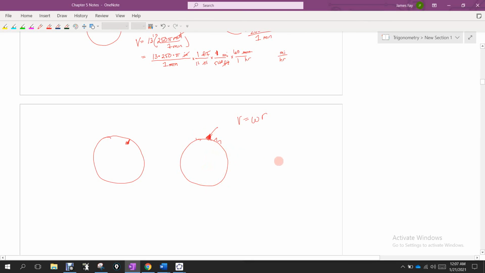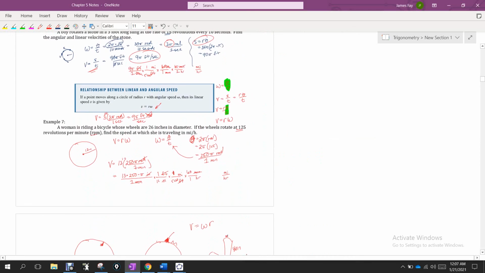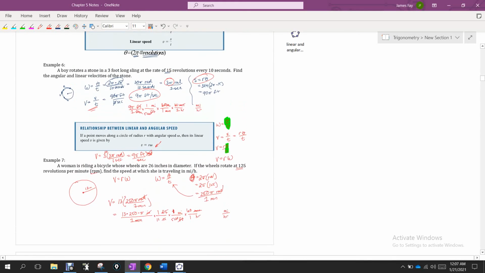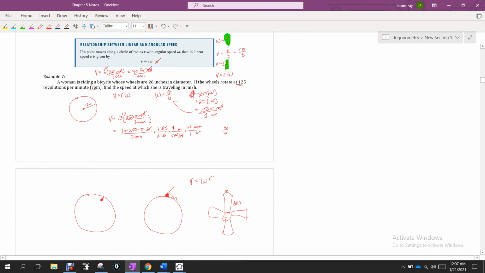Okay. Same thing. So they'll ask the question with like a ceiling fan, and they'll tell you that you've got a ceiling fan with a blade length of like 40 inches. And they'll ask you, okay, how fast is the tip of that blade traveling? Okay, so these are all very similar style questions when we talk about angular and linear speed, angular and linear velocities.